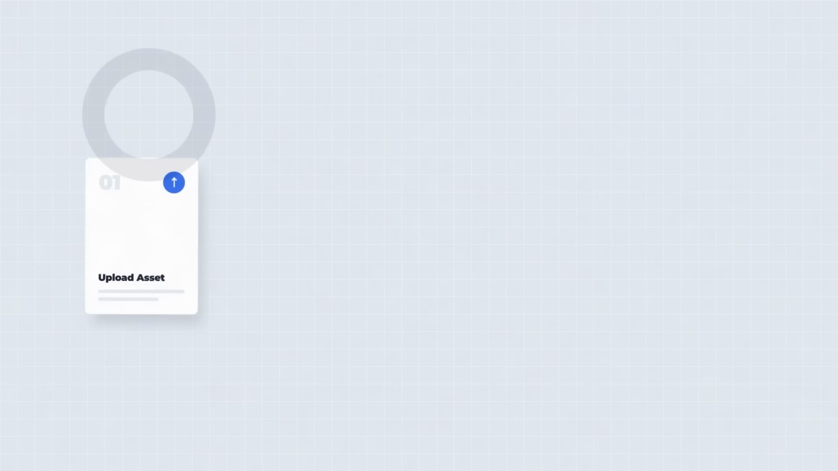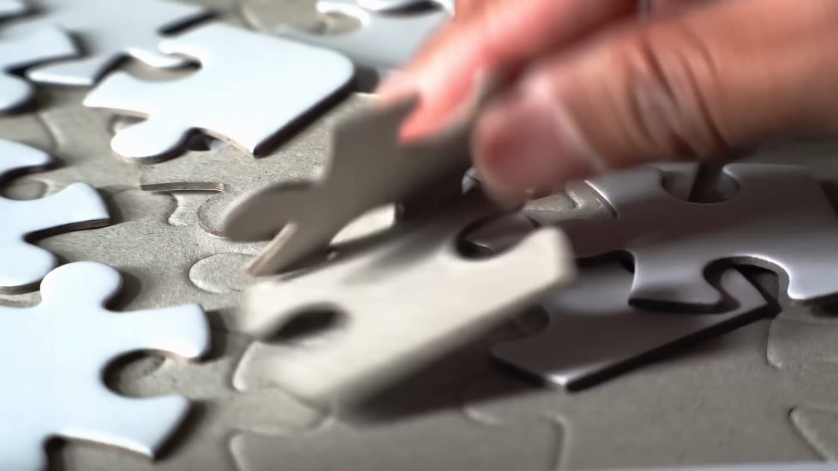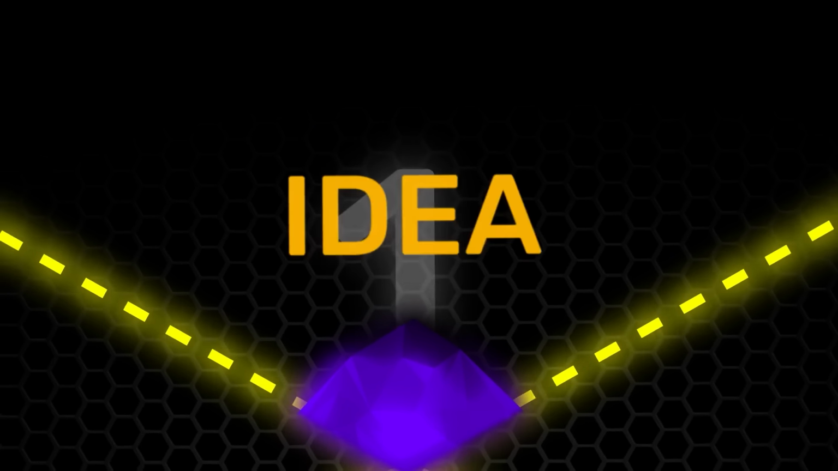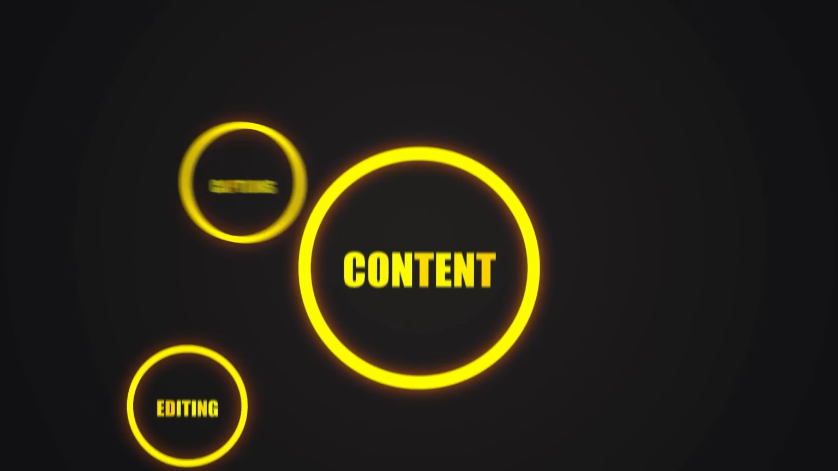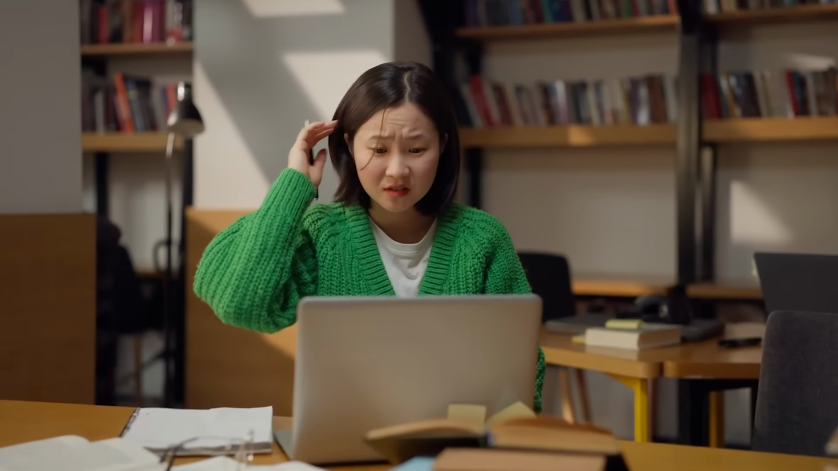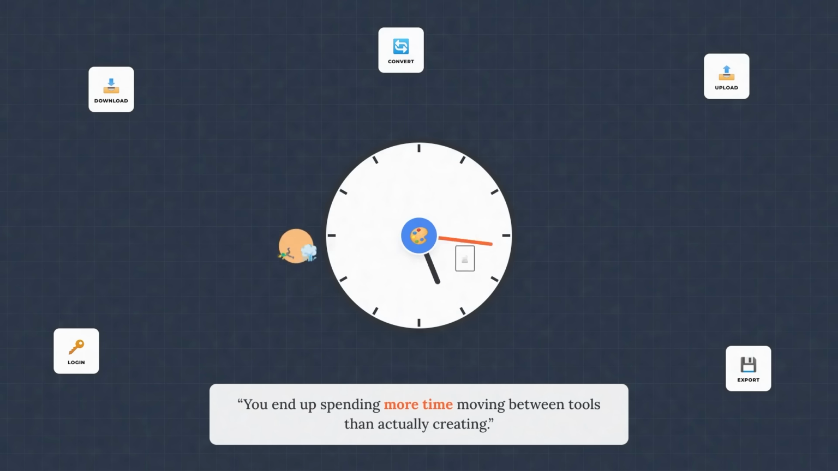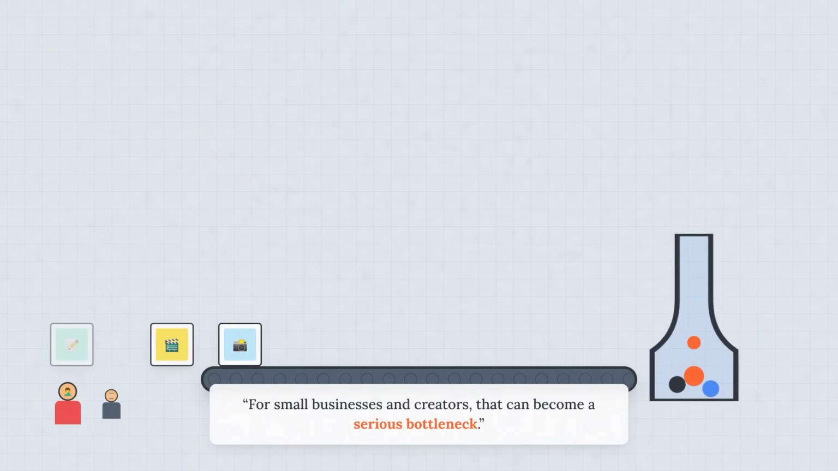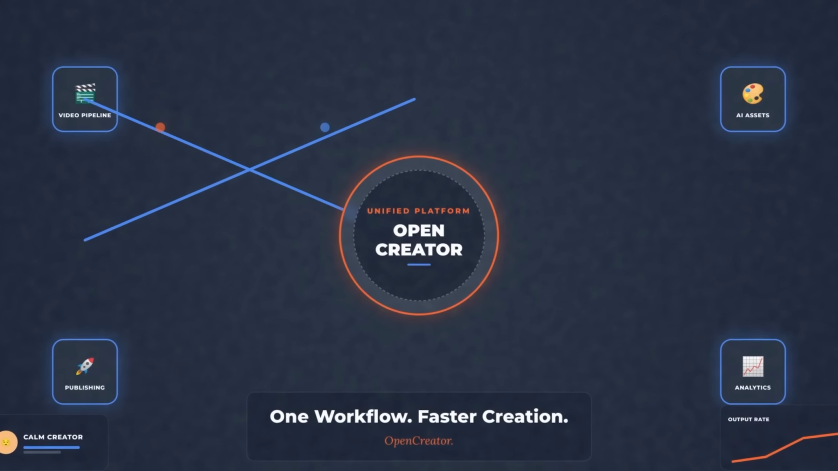So I spent some time testing it to see how it actually works, and there are a few features that stood out immediately. If you've ever created content for a product online, you know how many moving pieces are involved. First, you need an idea, then a script, then visuals, then video clips, then editing, then captions, then music, then revisions. Most people aren't struggling because they lack creativity. They're struggling because the workflow itself is fragmented. You end up spending more time moving between tools than actually creating. For small businesses, creators, and e-commerce brands, that can become a serious bottleneck. This is exactly the problem OpenCreator is trying to solve.